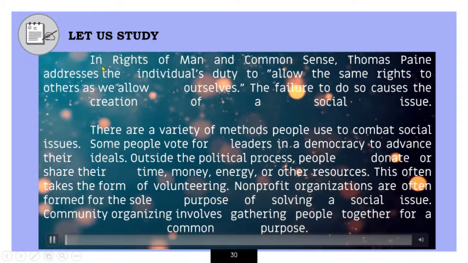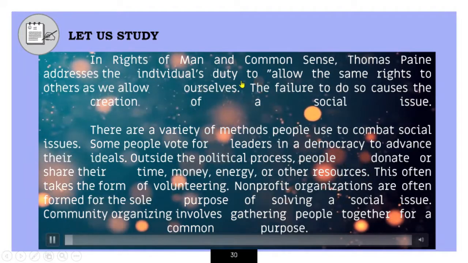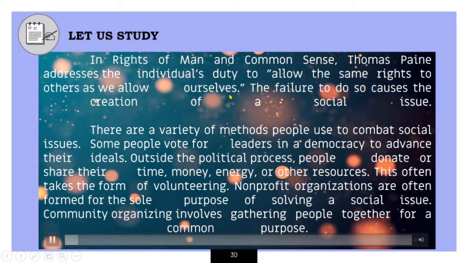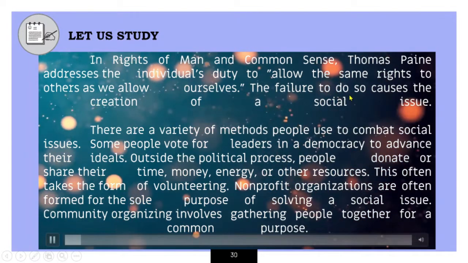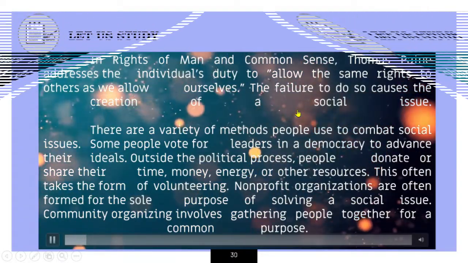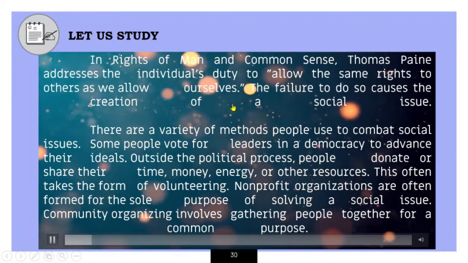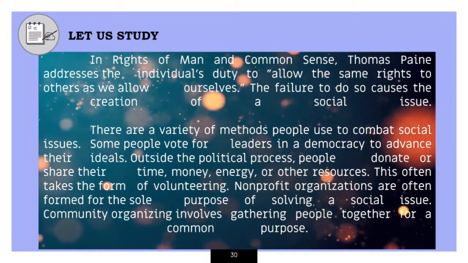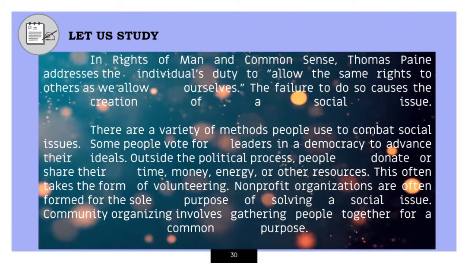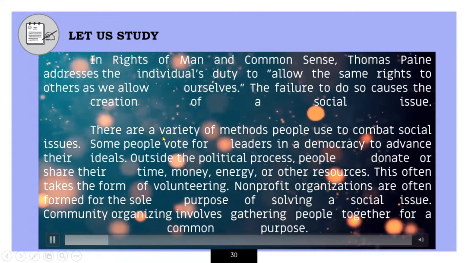So let's proceed. In Rights of Man and Common Sense, Thomas Paine addresses the individual's duty to allow the same rights to others as we allow ourselves. The failure to do so causes the creation of a social issue. That's why there are people who commit sins and crimes, dishonestly or disobediently doing things, or just ruining the society because they have their own wants.